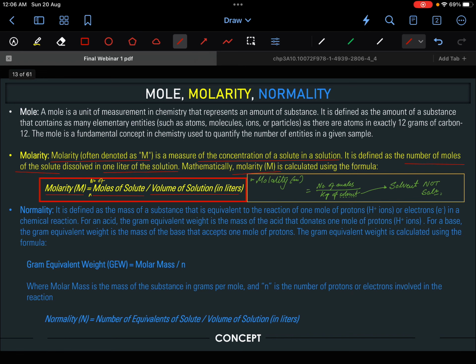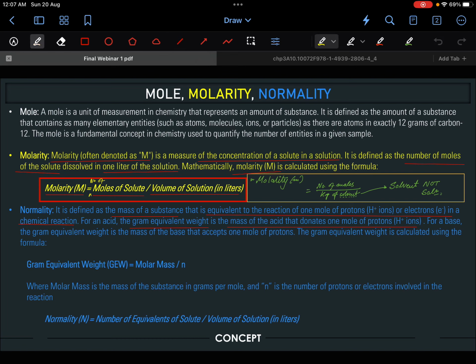It is defined as the mass of substance that is equivalent to the reaction of 1 mole of proton or electron in a given chemical reaction. What does that mean? It is the mass of the substance that is equivalent to the reaction of 1 mole of proton or 1 mole of electron. This is where the equivalent term comes in. For an acid, the gram equivalent, this is a new term, is the mass of acid that donates 1 mole of protons.